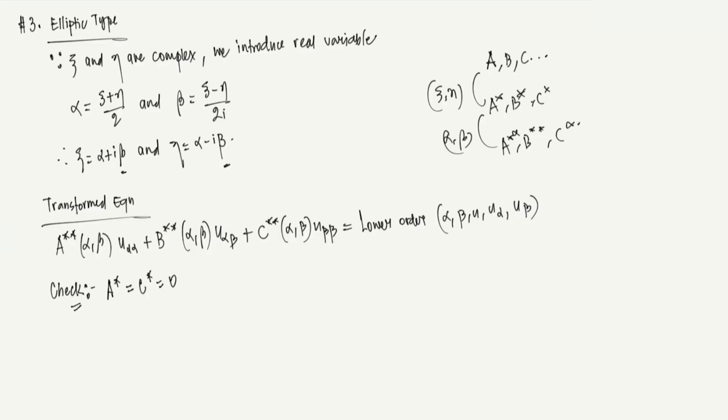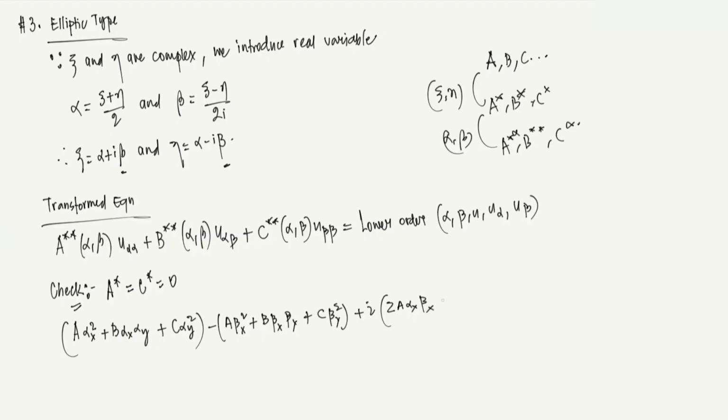And the equation then turns into this, the transformed equation becomes A alpha x square plus B alpha x alpha y plus C alpha y square, so this is the first expression, minus A beta x square plus B beta x beta y plus C beta y square, this plus I times 2A alpha x beta x plus B alpha x beta y plus beta x alpha y plus 2C alpha y beta y. This is basically 0, right?